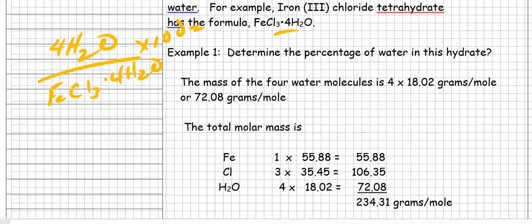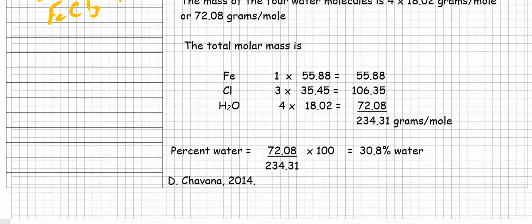All right, so here we go. We've got 234.31 grams per mole. That's the total for the iron, the chlorine, and the water. We divide the water, 72.08, by 234.31, times 100, and we get this percentage of water. And that's how we took care of that problem.